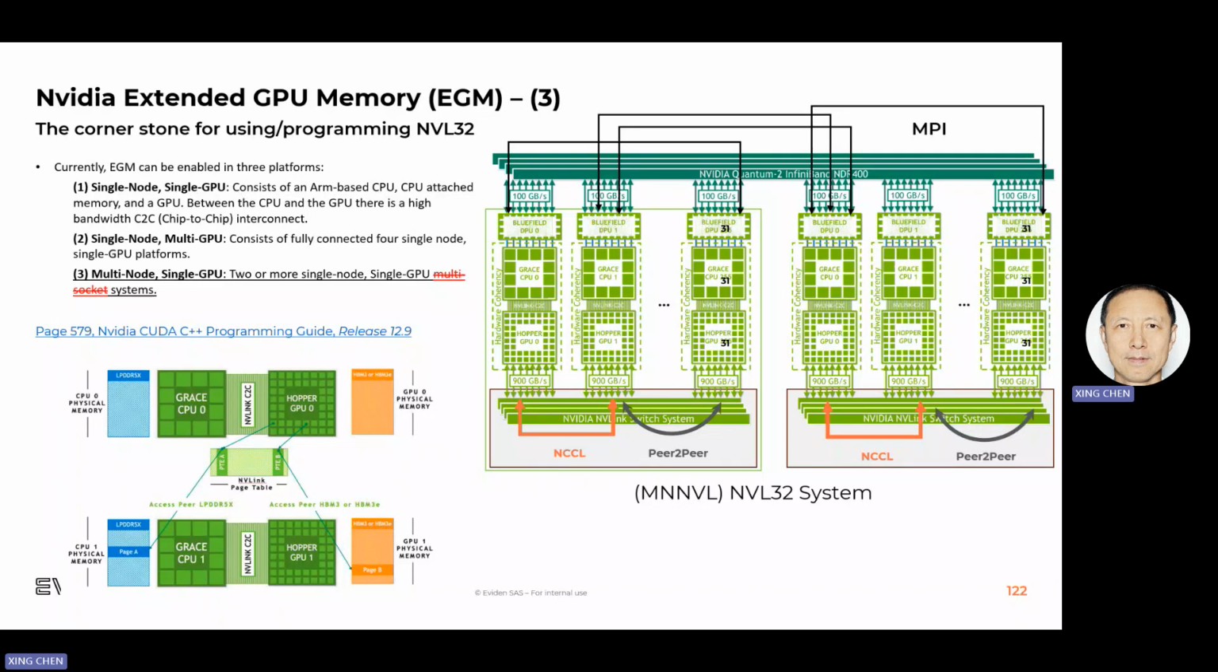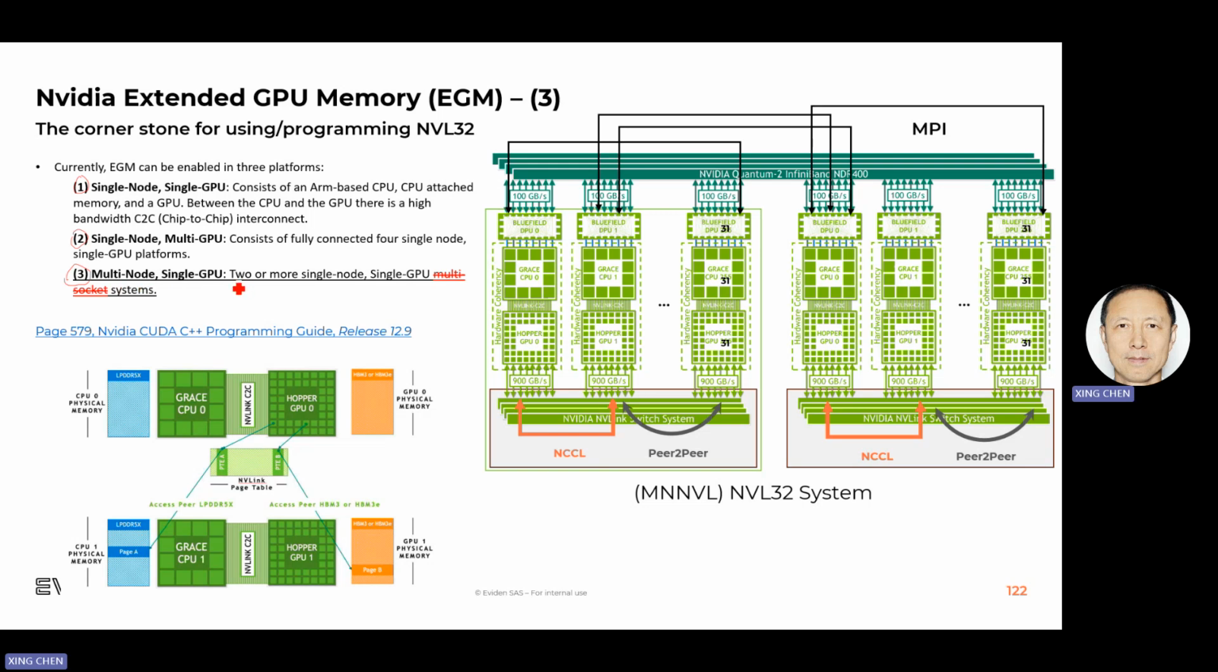Okay, we continue. We are going to have a look at this Nvidia extended GPU memory, the third type of system. We have discussed that this extended GPU memory from Nvidia can be enabled on Type 1 system and Type 2 system. Today, we need to move to Type 3 system. And the Type 3 system, if you look at this document, Nvidia is saying the third type of system is multi-node single GPU.